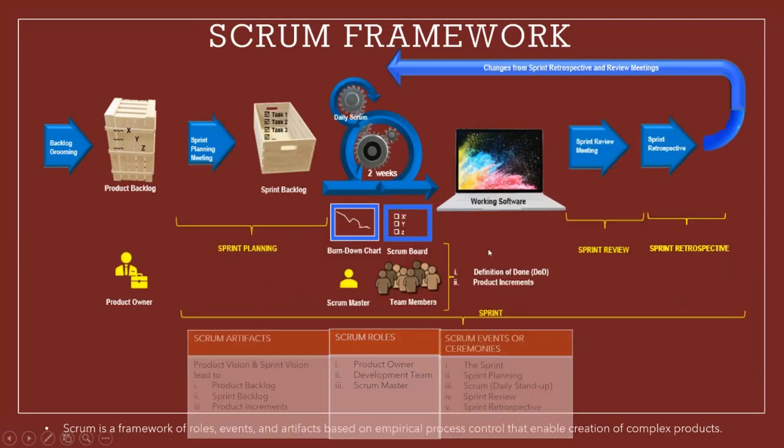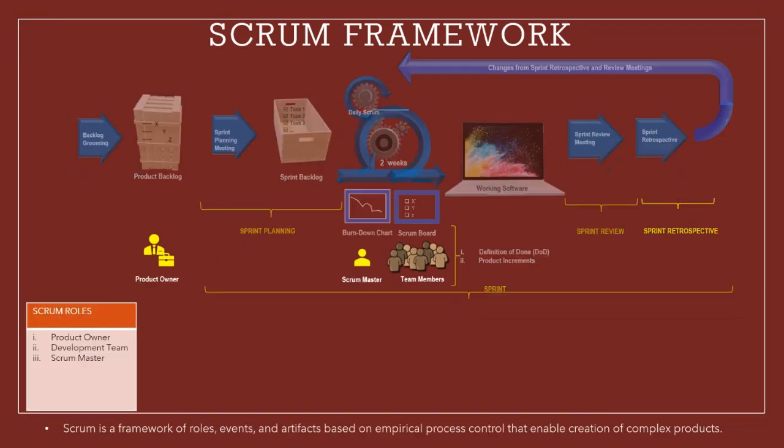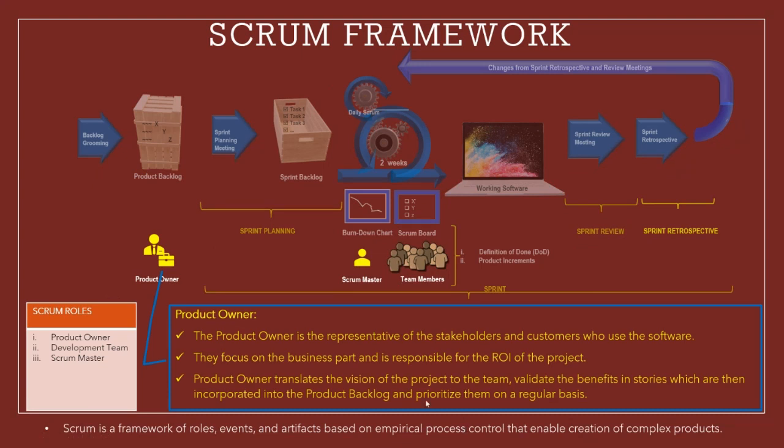Now let us see Scrum roles under the Scrum Framework. The product owner is the representative of the stakeholders and customers who use the software. They focus on the business part and are responsible for the return on investment of the project. The product owner translates the vision of the project to the team, validates the benefits in stories, which are then incorporated into the product backlog, and prioritizes them on a regular basis.